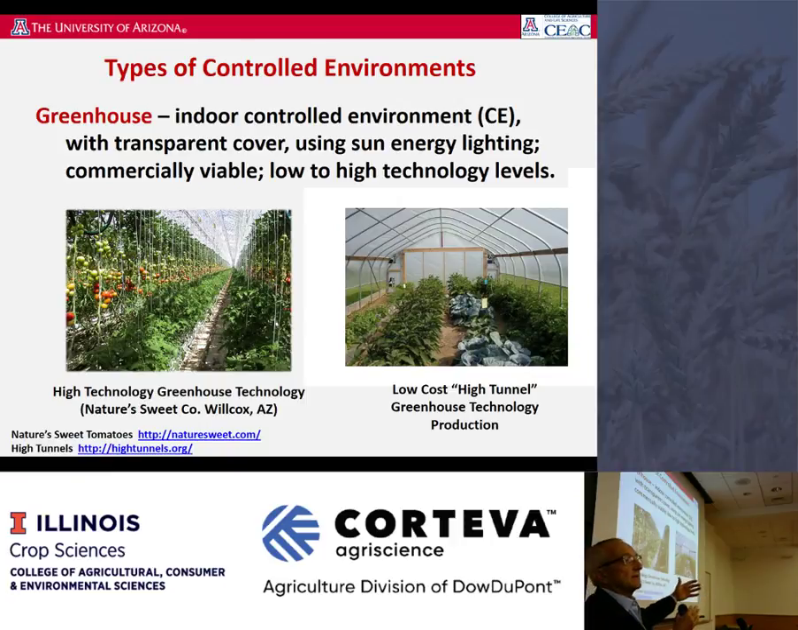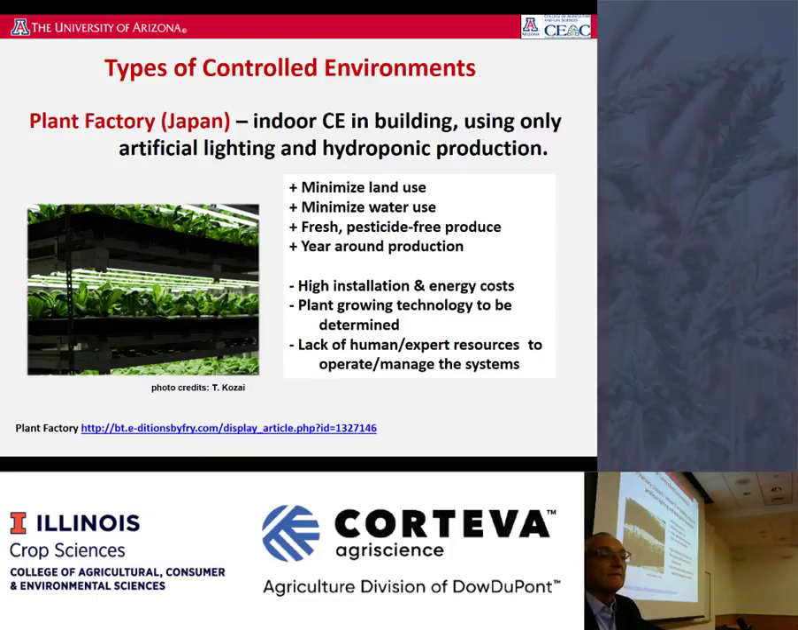Just as the high technology greenhouse has a super amount of productivity, but also a very high price tag, an order of magnitude greater than the high tunnel, at least, if not double that even. But that's the options you have, depending on the crop you wish to grow. In Japan, they call them plant factories. We try to avoid that term here in the United States.